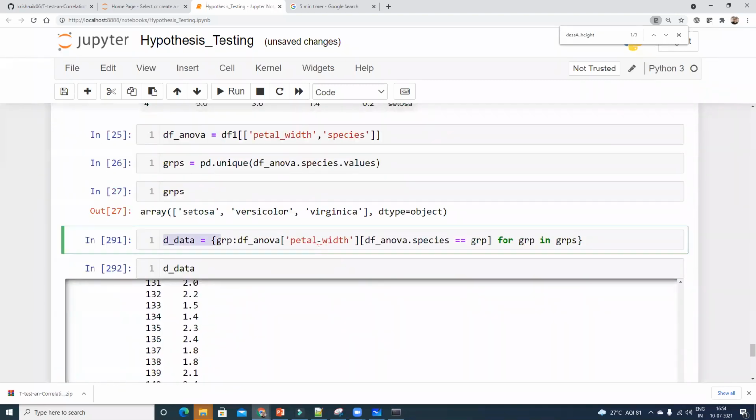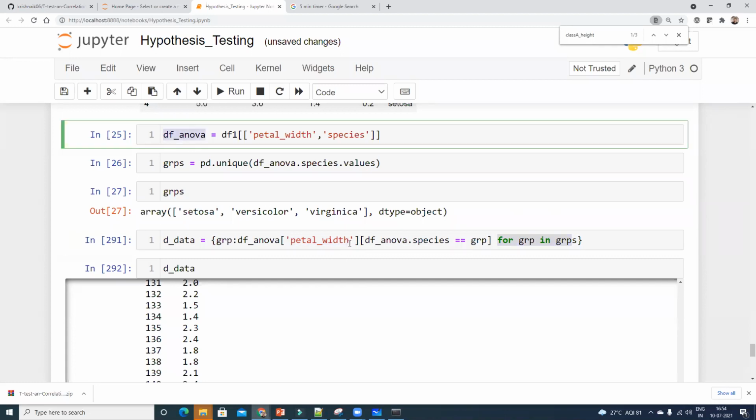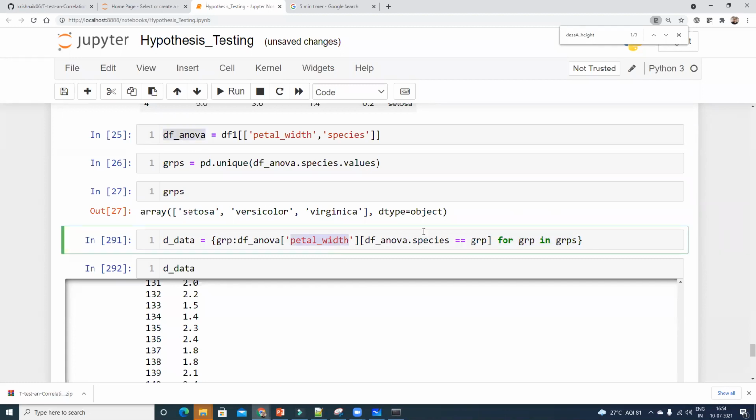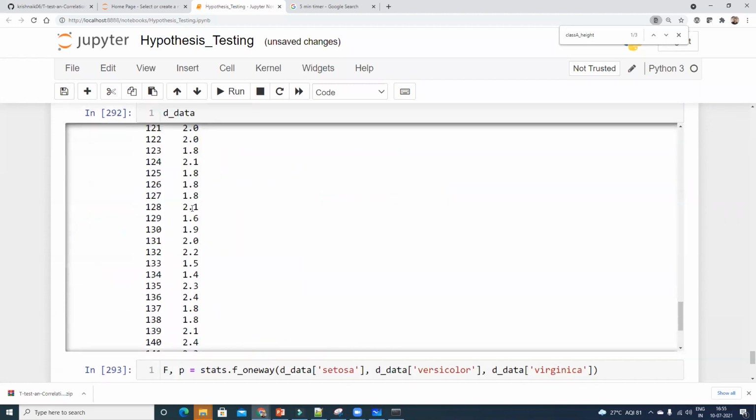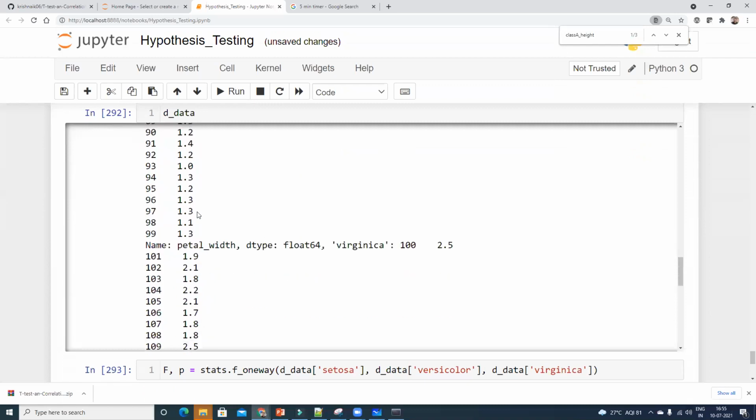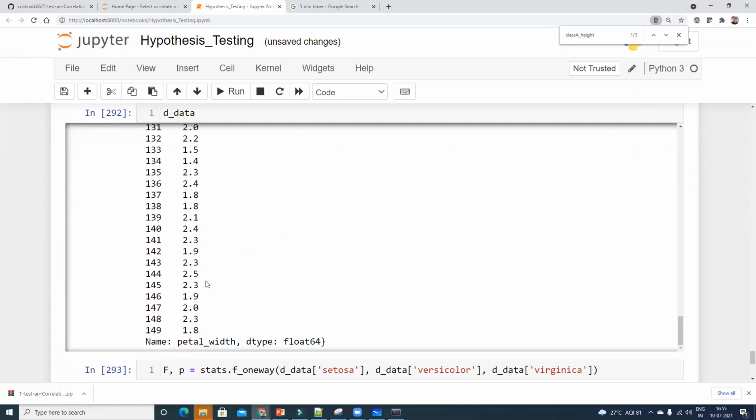So what you have done here is nothing but a dictionary key-value comprehension, we can say. Based on group, we are trying to read the petal width. So for groups in groups, I'm comparing from this particular data frame. I'm taking the petal width wherever the species matches this group, and based on that I'm taking out this particular information. Yes, we can also perform group by operation in data frames.